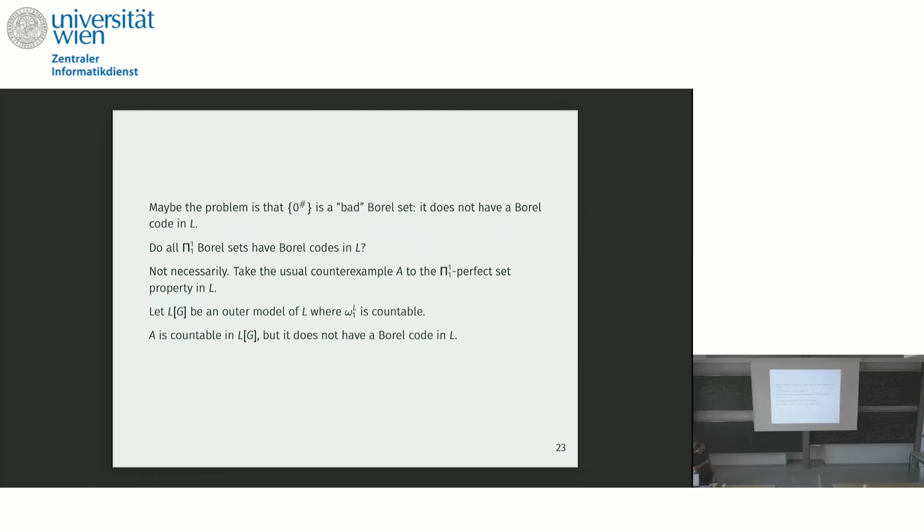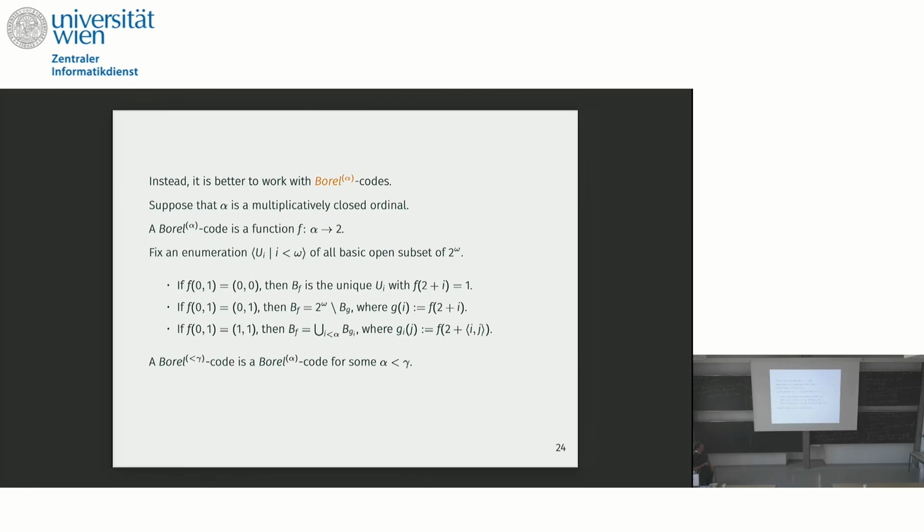then go to an outer model where the omega 1 of L is countable. So this set actually doesn't get any new elements, so it's going to be a countable Π¹₁ set. But of course, it doesn't have a Borel code in L because it's uncountable there. Right, so this fails. But that's no problem. We can just go to Borel alpha codes.